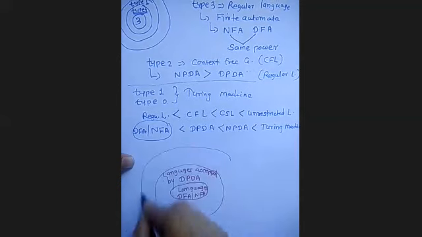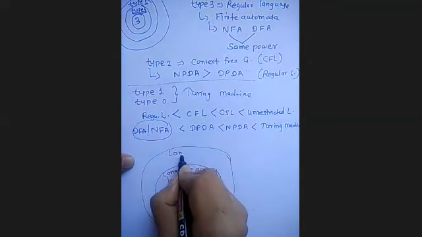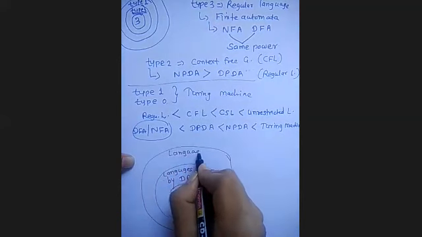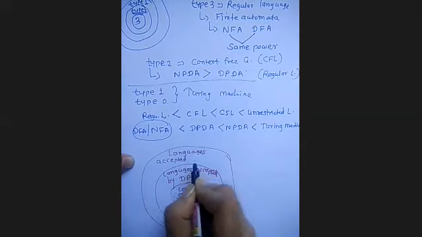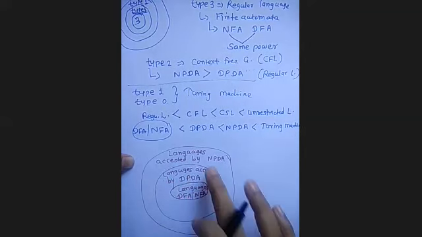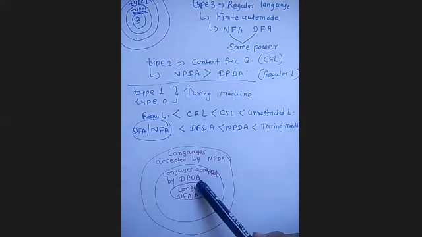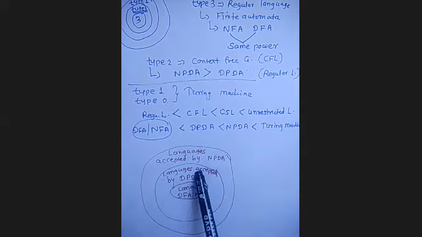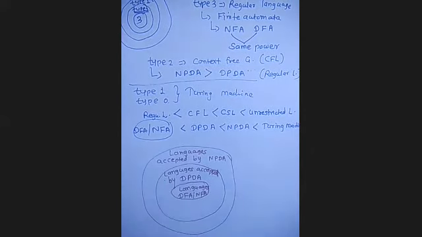And from this, which is more powerful? The language accepted by NPDA. It is the superset of this. Okay. Means what? NPDA can accept the languages accepted by DPDA. DPDA can accept the languages accepted by NFA or DFA. So DPDA is more powerful than NFA or DFA, and NPDA is more powerful than it.